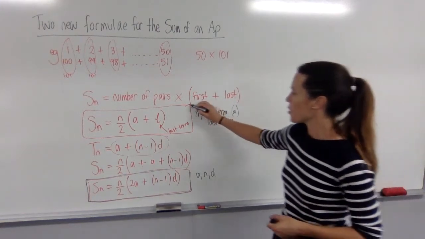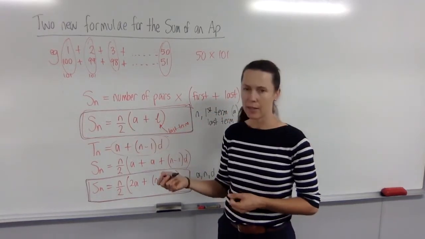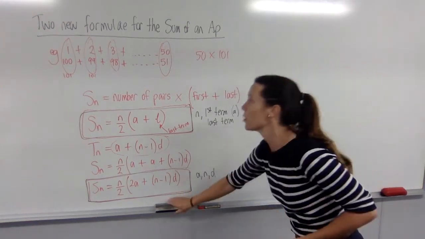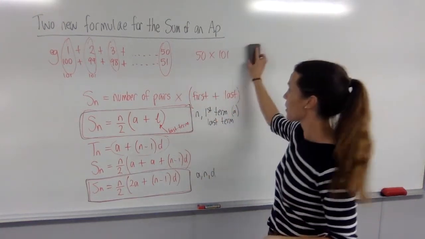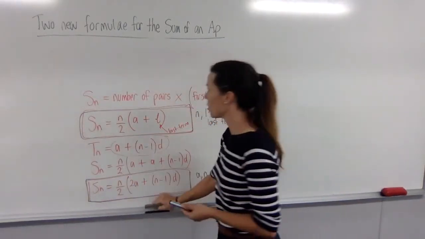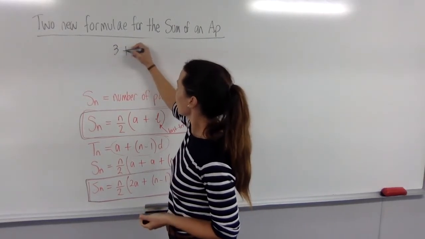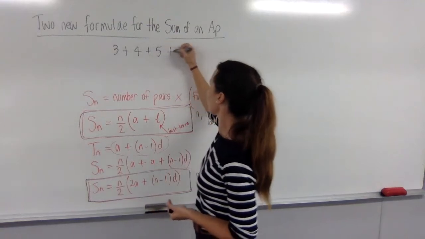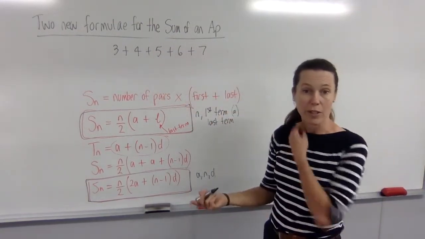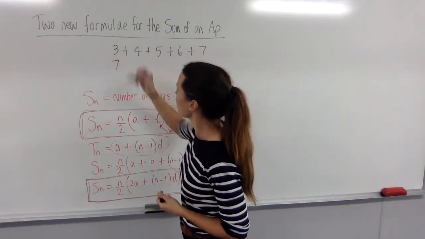Now, one thing you might be wondering, do you get the right answer if you don't have an even number of terms? Because up here we had 100 terms, so it came out really nicely that there was 50 pairs. So let's just double check that it actually works, even when there's an odd number of terms. Let's do an example. Let's say we've got 3 plus 4 plus 5 plus 6 plus 7. 1, 2, 3, 4, 5 terms there, which is an odd number. Well, what would happen if we brought the 7 around here? It would be next to the 3.